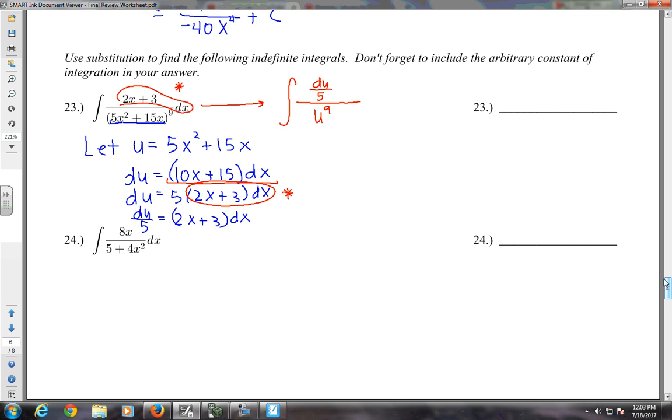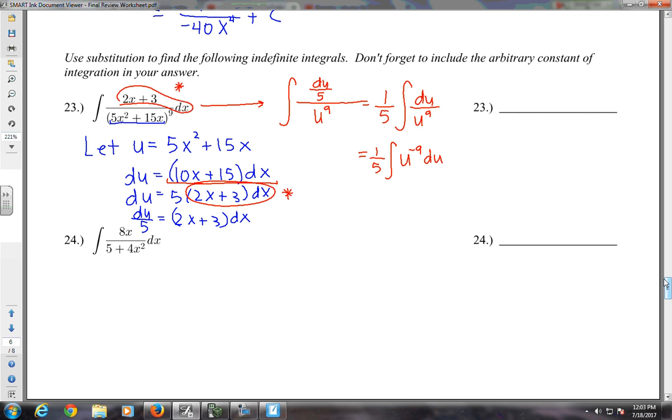All right, this is kind of a mess. Let's clean it up a little bit. That du over 5 is 1/5 du. I'm going to take the 1/5 in front of the integral. That leaves me with du over u to the 9th. Okay, now to integrate, I need u to be expressed not in fraction form, but in exponent form. So let's call this u to the negative 9th du.